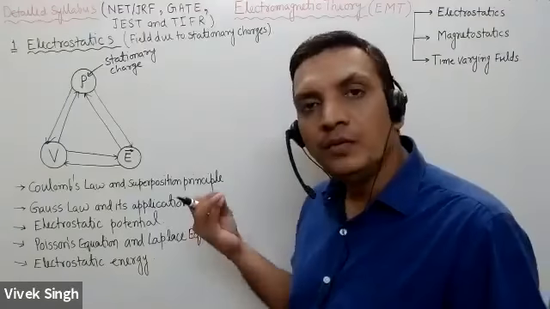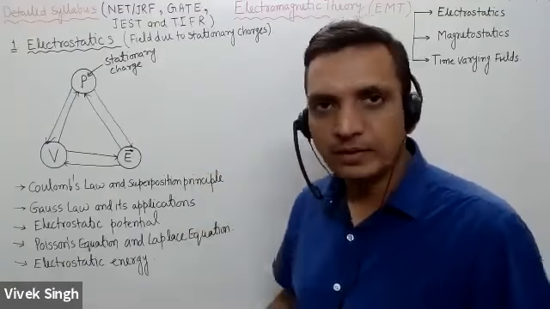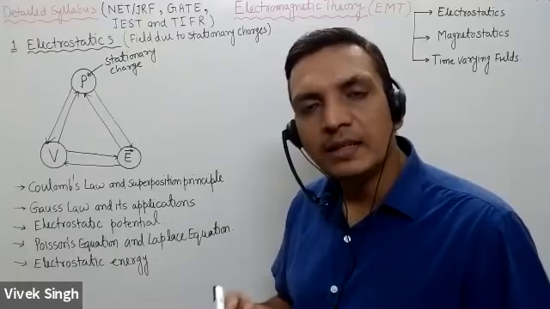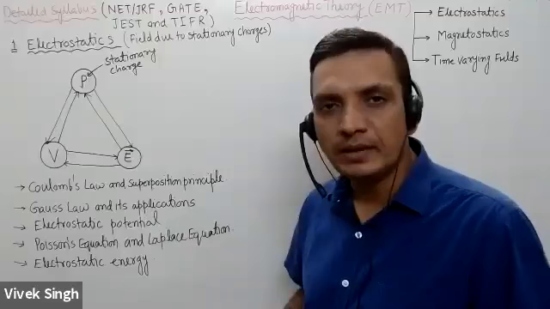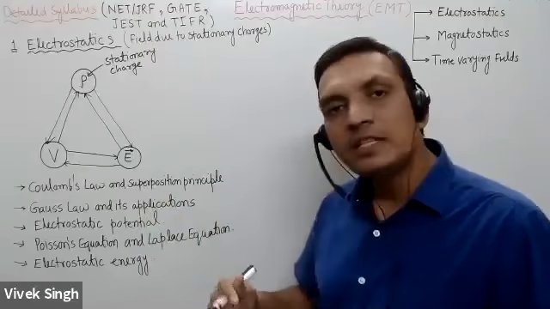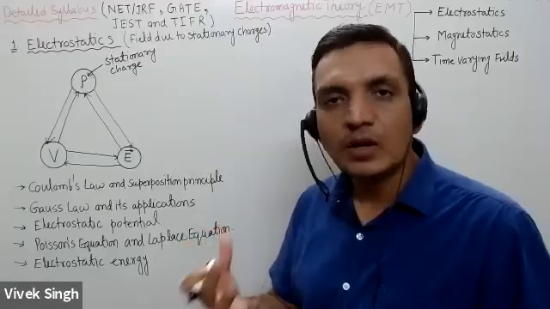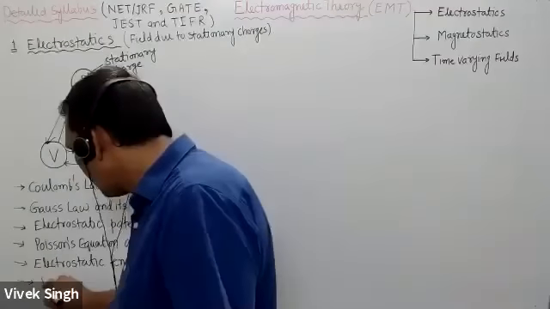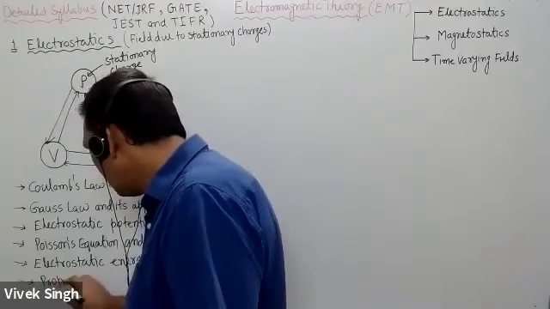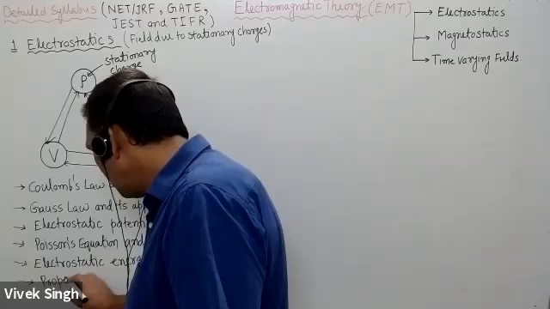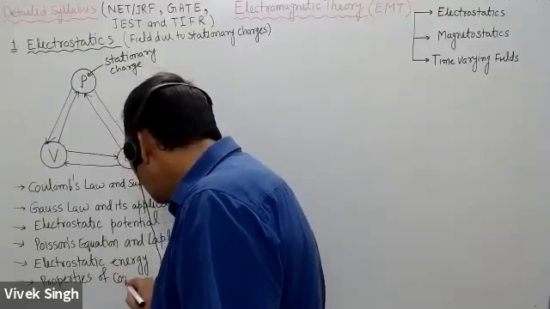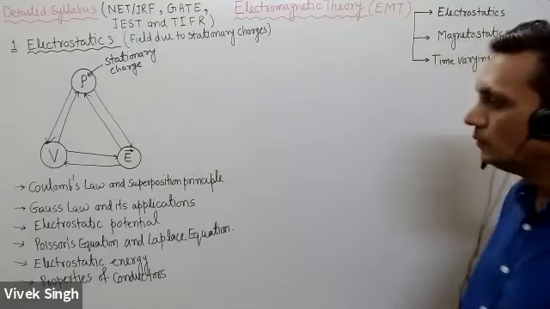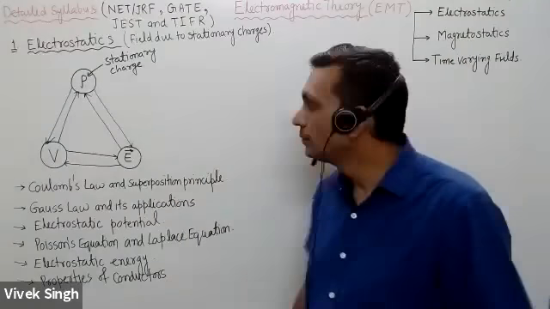Now we will discuss two types of material. One is dielectric, another is conductor. Initially we will talk about only dielectric material, dielectrics or insulators. Then we will separately discuss conductors. What are the properties of conductors? So the next topic will be properties of conductors.